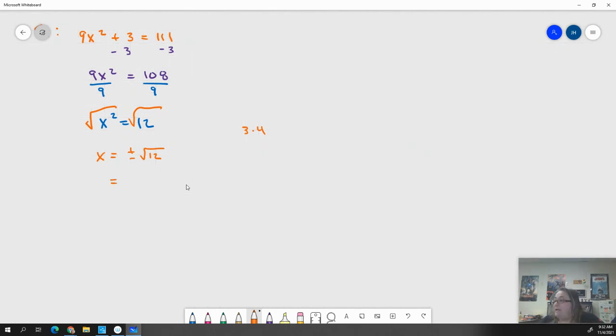So I'm going to end up with plus or minus. When I pull the 4 out, it becomes 2, right? It's 2 times 2. But that 3 can't come out. Plus or minus 2 radical 3. This is my answer. So what happens if you're doing it and this is as far as you get?